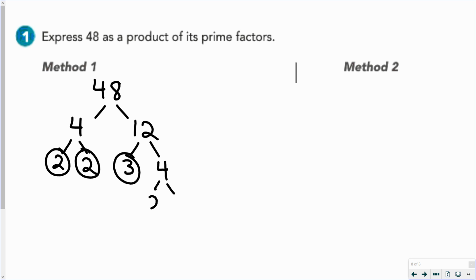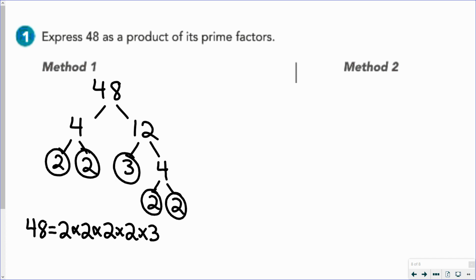3 is a prime number, 4 is not. And once again, for 4 we get 2 times 2. So to get 48, 2 times 2 times 2 times 2 times 3. 4 2's and a 3 in your answer.